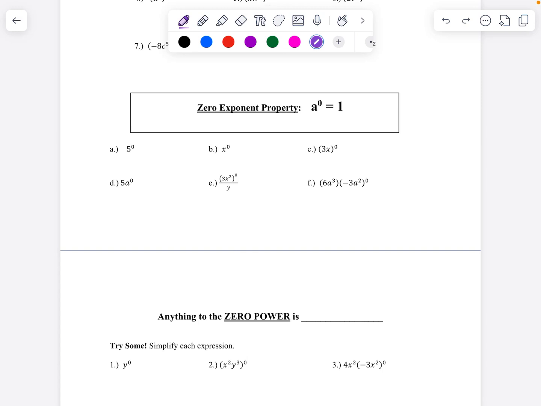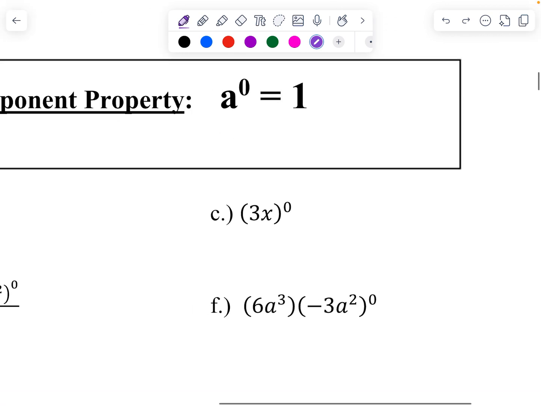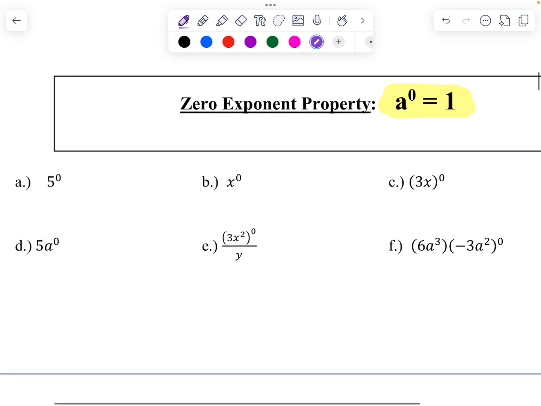In this screencast, we are going to go over the zero exponent property. So you will see on your note packet that when the base is raised to the zero power, we get the number 1. And we're going to talk about where this is coming from.